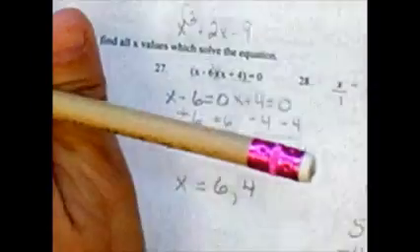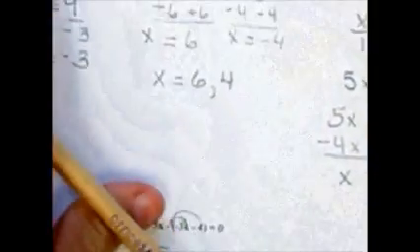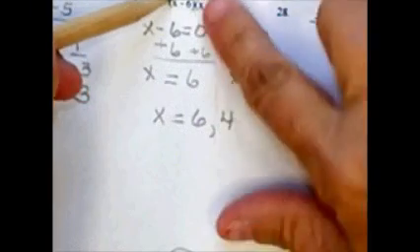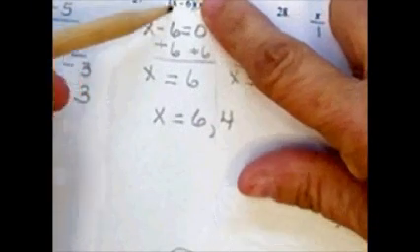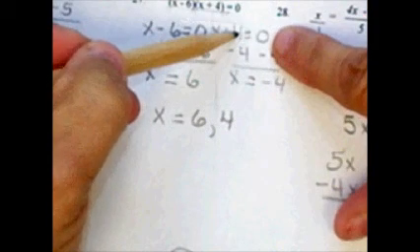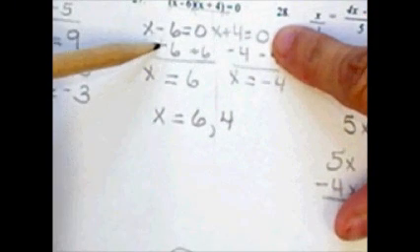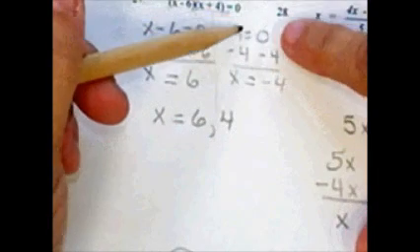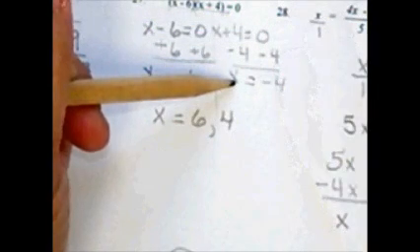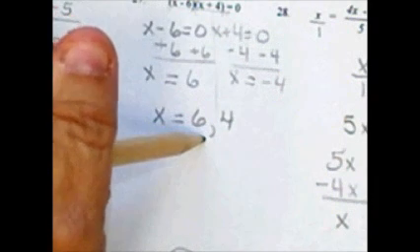You just have to know to set each factor equal to 0. So x minus 6 is 0, x plus 4 is 0. Then I add 6 to both sides, so x is 6. I subtract 4 from both sides, so x is negative 4. So two answers make this correct. And think about that, because 6 minus 6 is 0, so 0 times that is 0, and that's true.